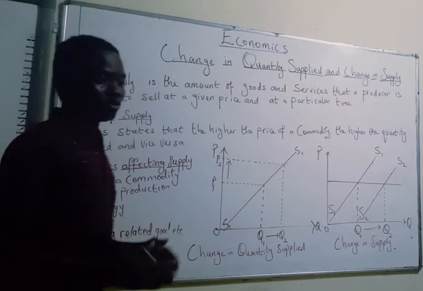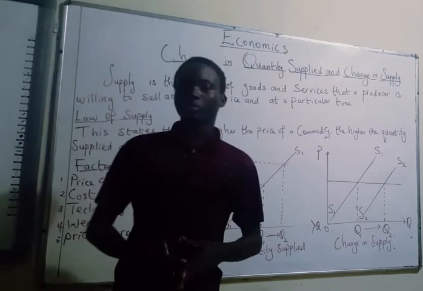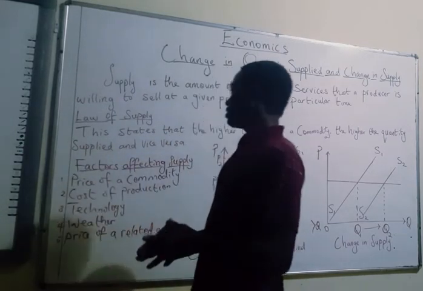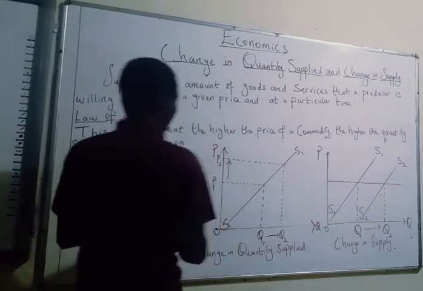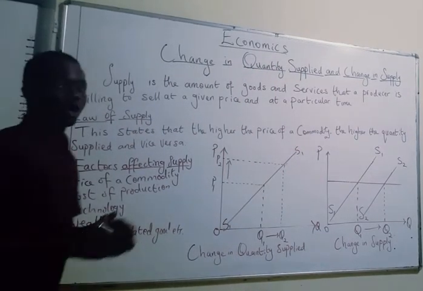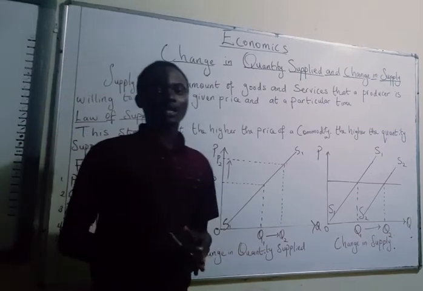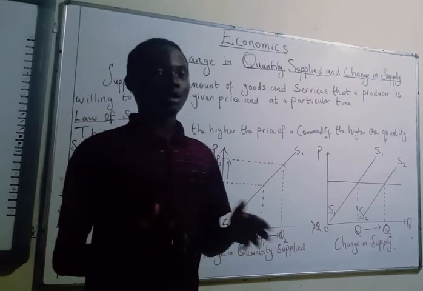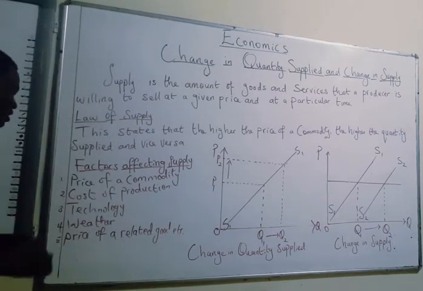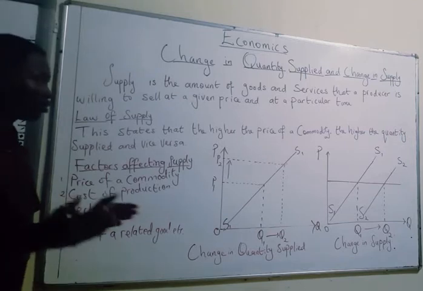I must also note that we must add other things being equal. So fully, the law of supply states that the higher the price of the commodity, the higher the quantity supplied, and vice versa, other things being equal. That is, assuming that other factors are constant. There are different factors affecting supply. First, the price of the commodity itself. Then the cost of production, technology, weather, price of related goods, and so on and so forth.